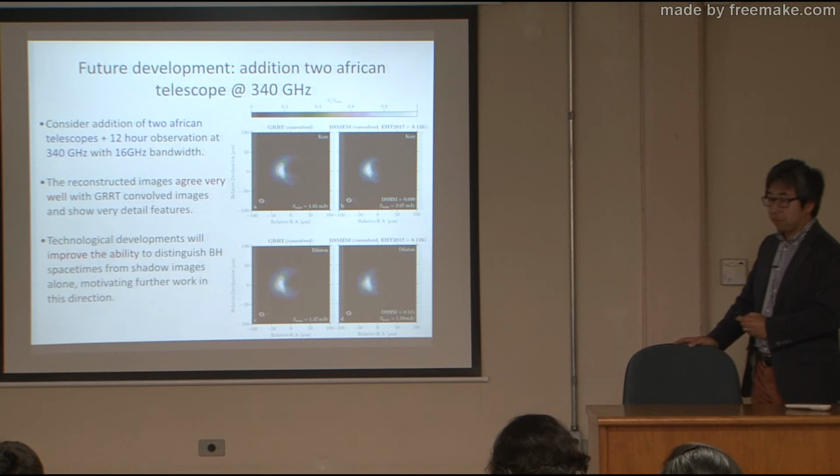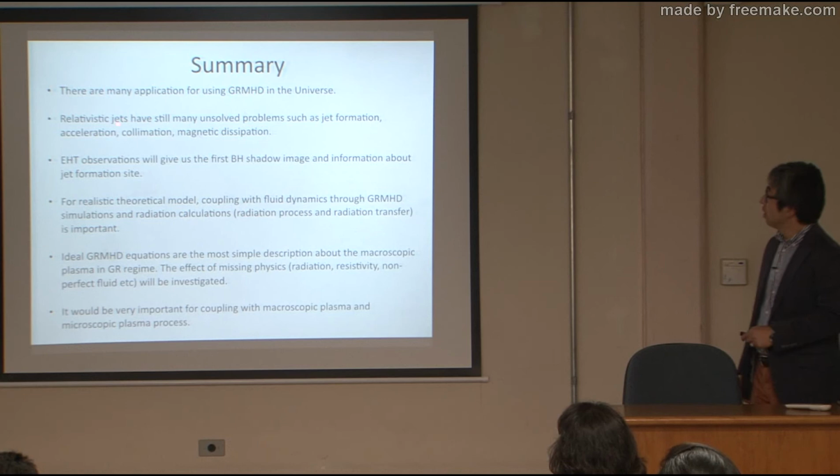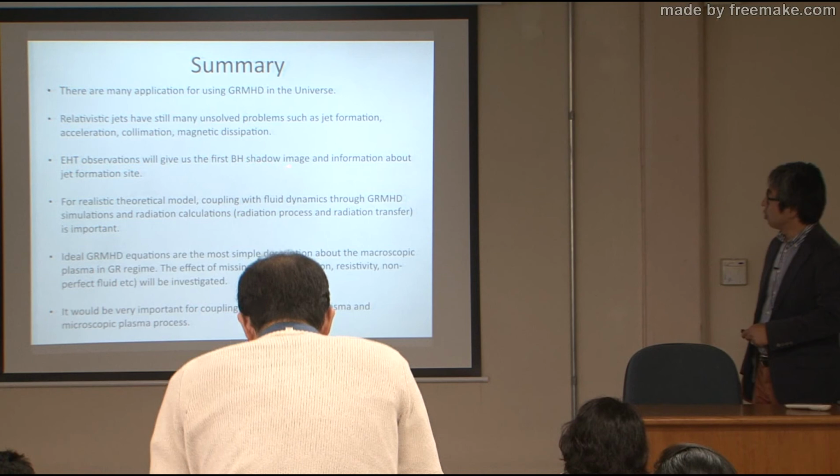Yeah. Okay. So this is the summary. There are many applications for using GRMHD work in the universe. And relativistic jets have many unsolved problems, such as jet formation, acceleration, collimation, or magnetic dissipation. EHT observation will give us the first black hole shadow image and information about the jet formation site.